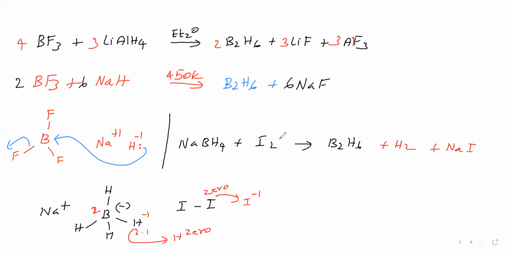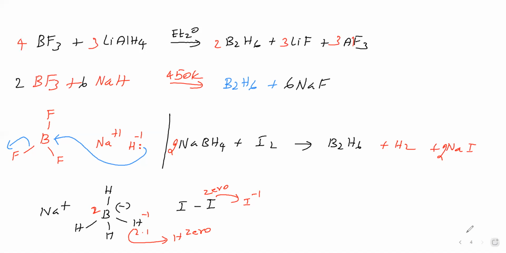So sodium borohydride with iodine, this H- undergoes oxidation and becomes hydrogen gas. This iodine undergoes reduction and becomes I-. Then we are getting this diborane. So sodium borohydride reacts with iodine to give diborane, hydrogen gas and sodium iodide. This is the laboratory method of preparing diborane.